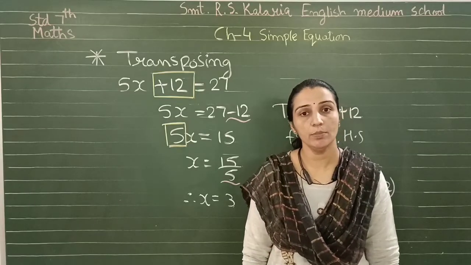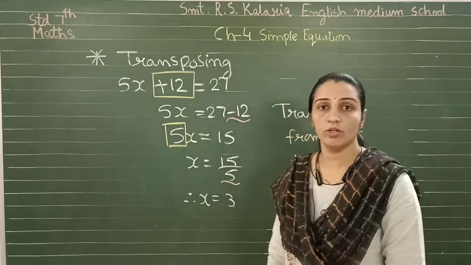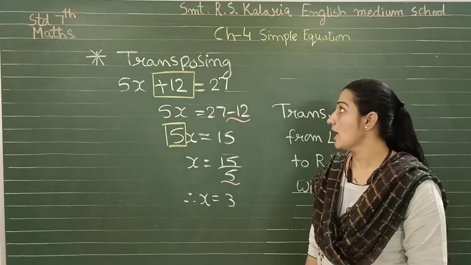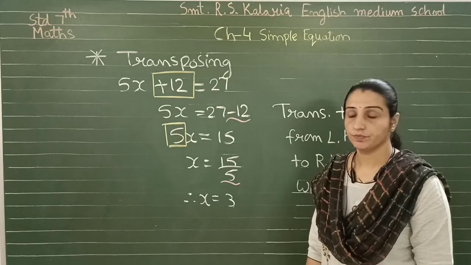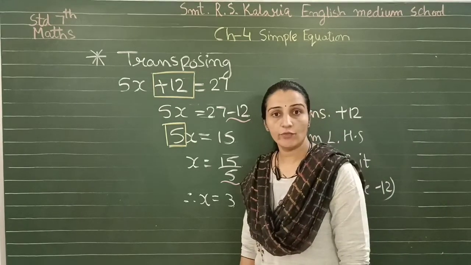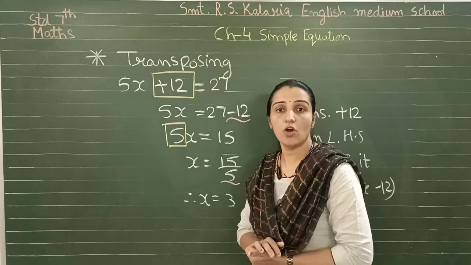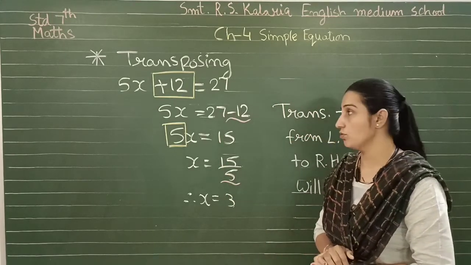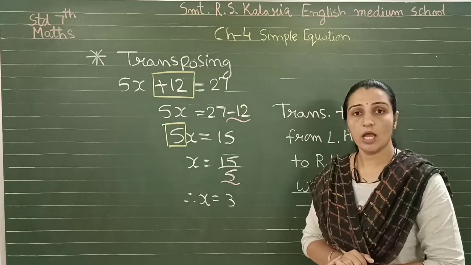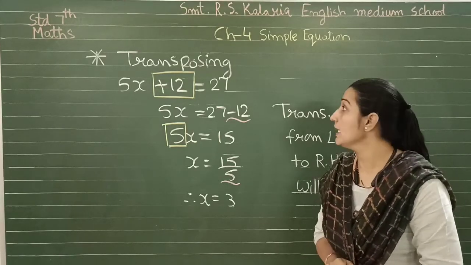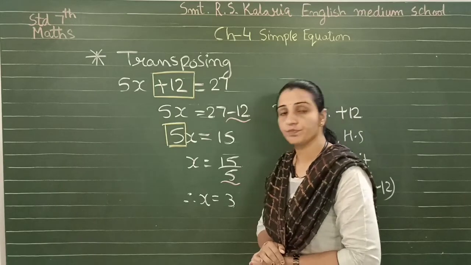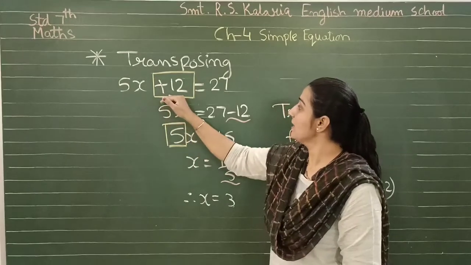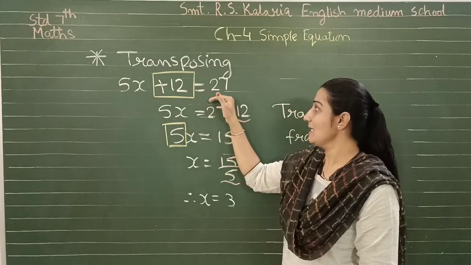4.3 is completely based on the second method of solving an equation. The name of this method is transposing method. You can select the method of your choice, that is addition or subtracting on both the sides, or you can select transposing. Now let us see how to solve an equation using transposing method. We have the question 5x plus 12 is equal to 27.